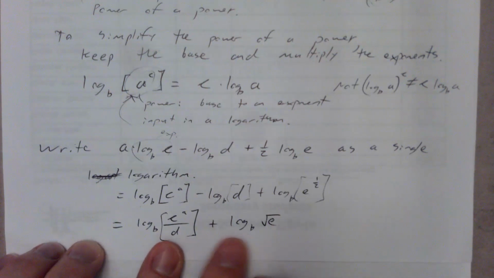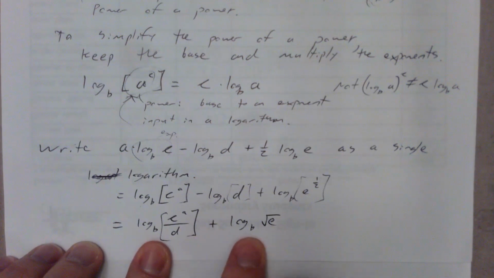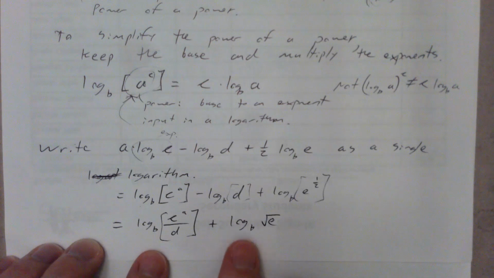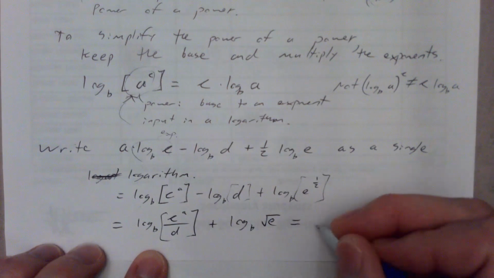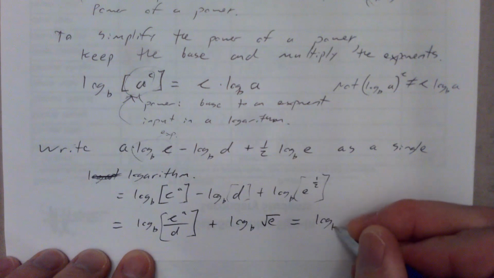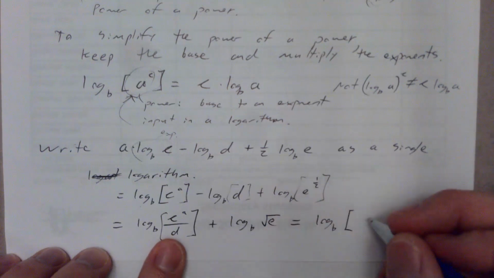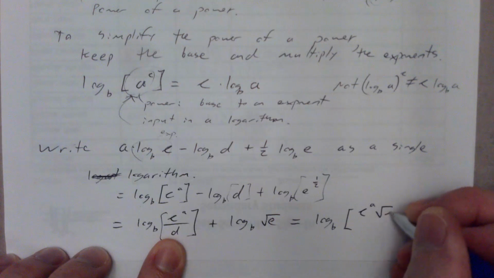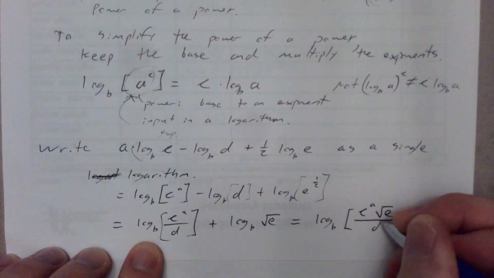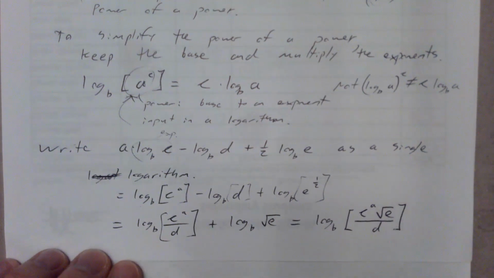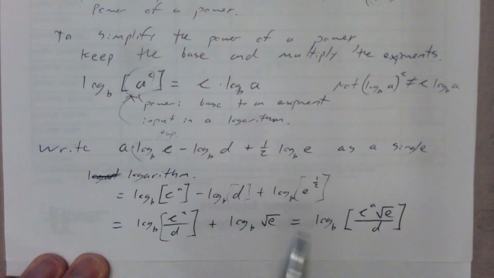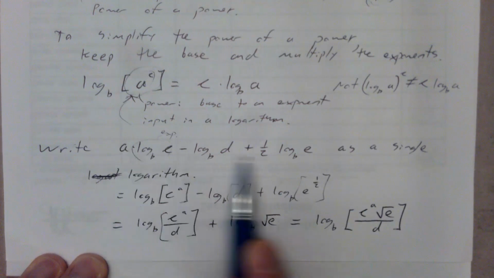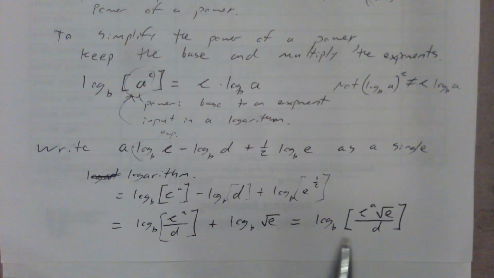And then one last property, I see a sum of two exponents right here. When would I have added exponents on the same base? If my powers were being multiplied. So let's keep my base and multiply these powers. Why don't we keep a c to the exponent a, but in the numerator put a square root of e and have a d in the denominator. And this is one single logarithm. Turns out this expression is equivalent to log base b of c to the exponent a times the square root of e divided by d.